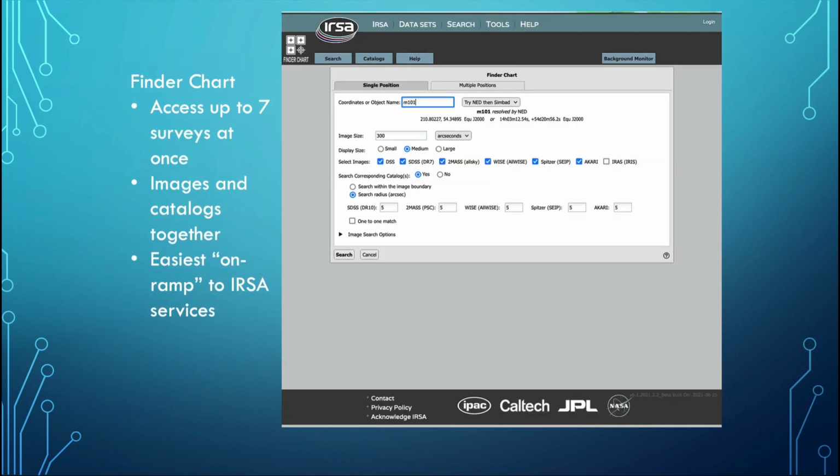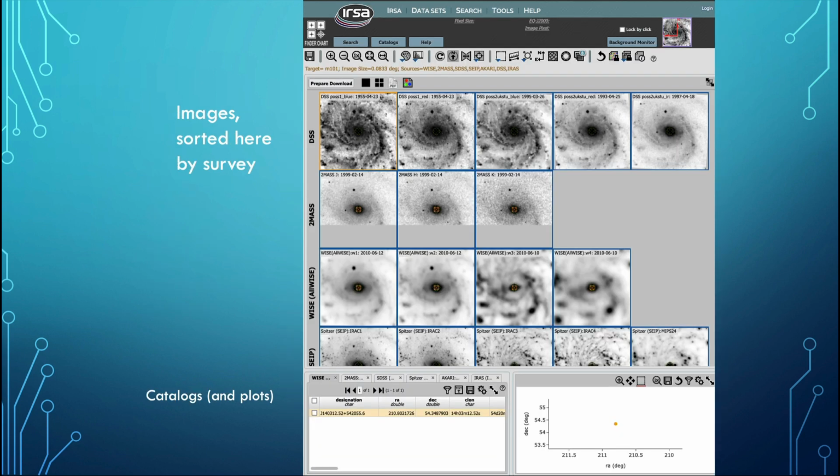This is some of URSA's tools. This one is called Finder Chart. It's kind of the easiest on-ramp to URSA services. It gives you access to 7 different surveys at once, and you can search images and catalogs together. You put in your target, and these are the results that you get back: images sorted by survey, and catalogs and plots at the bottom.